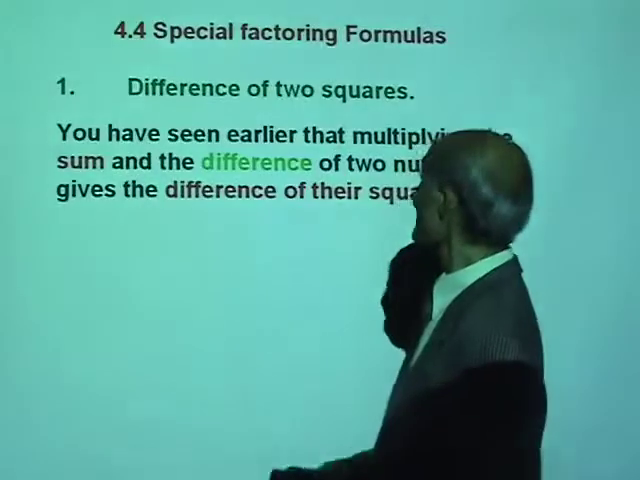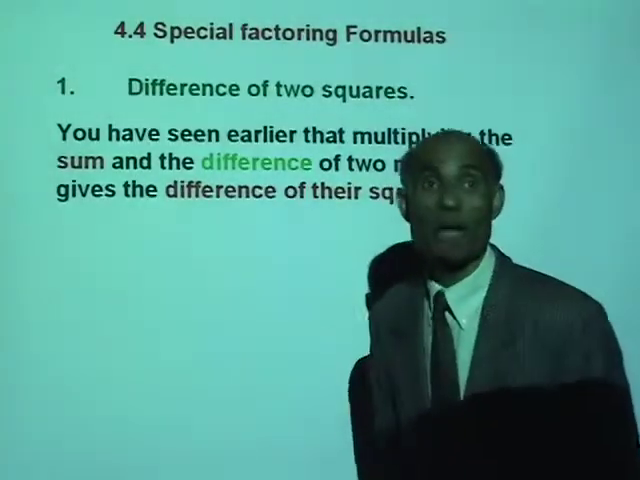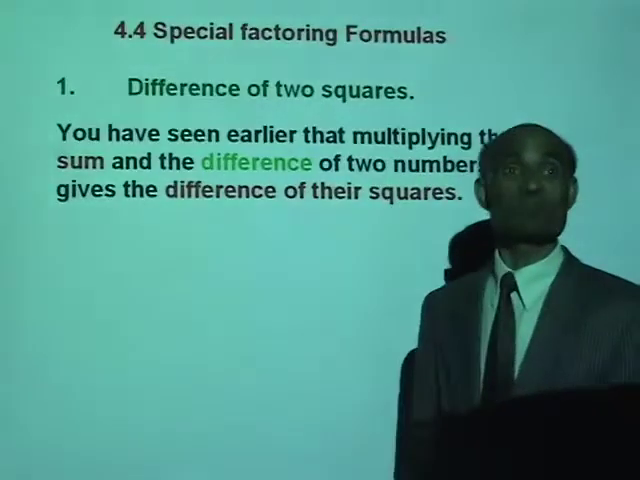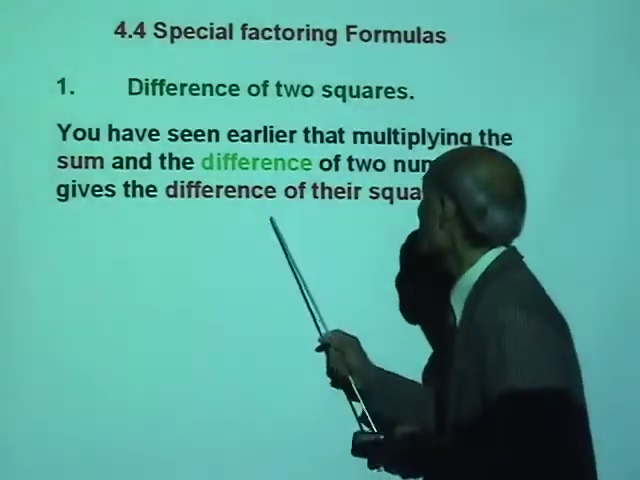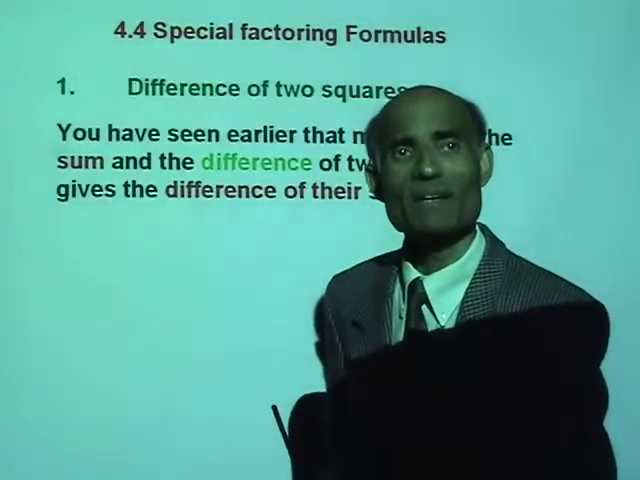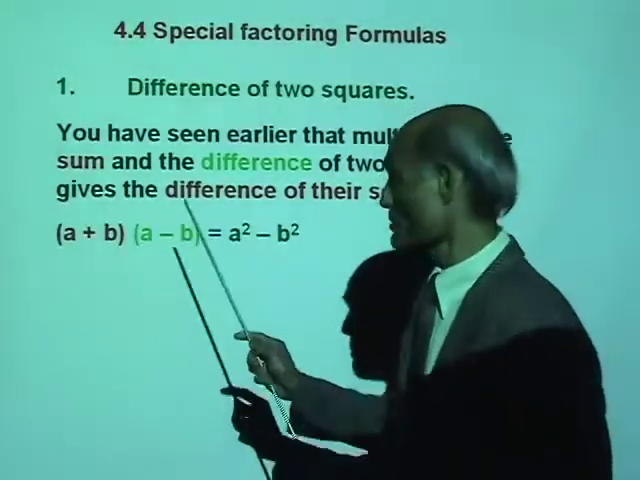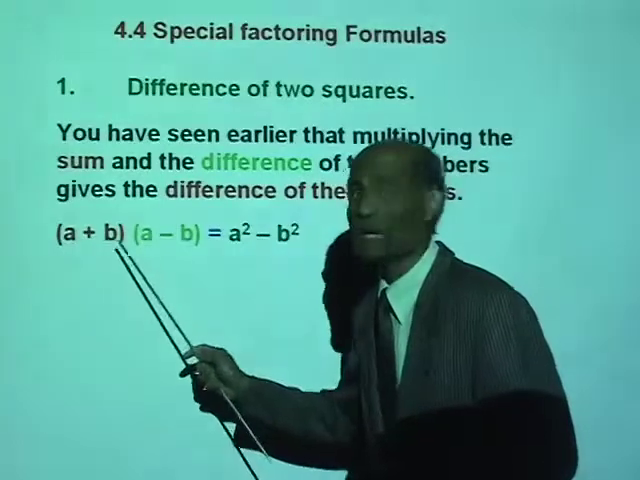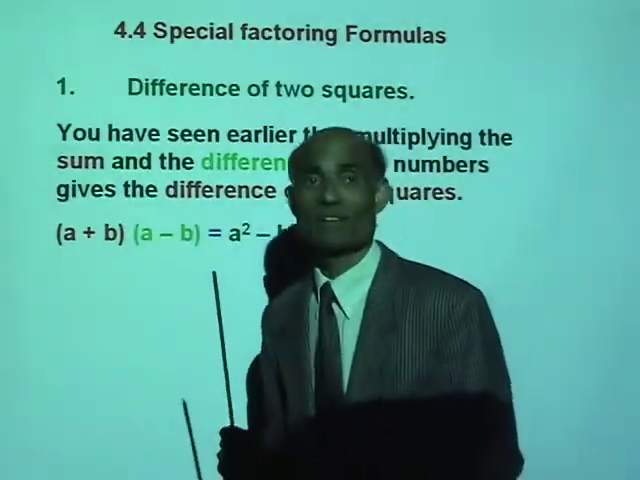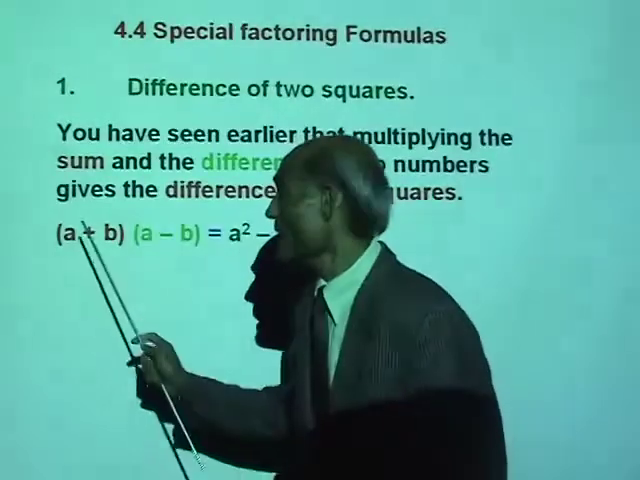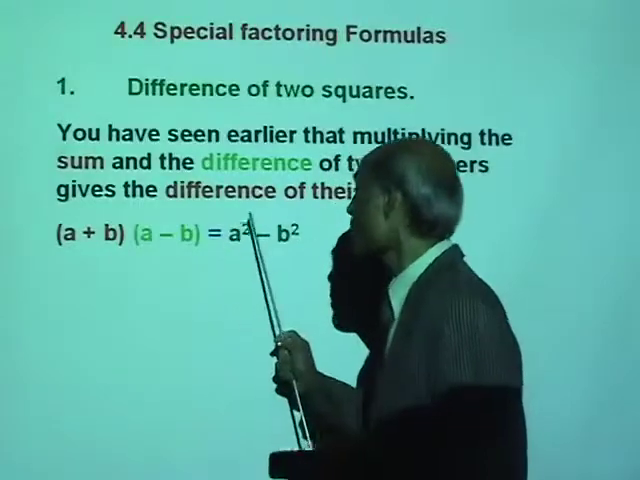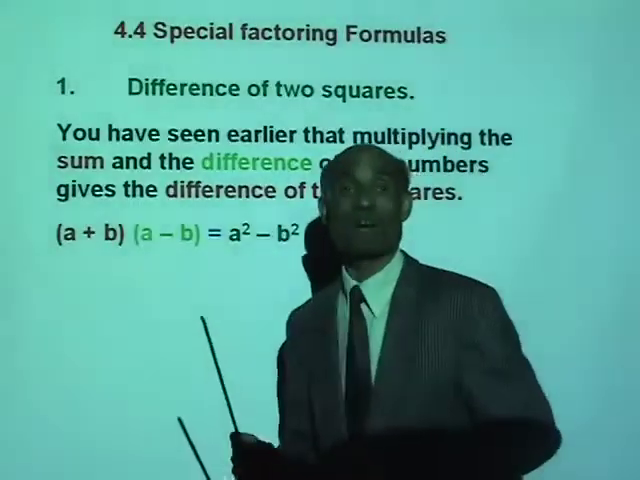You have seen earlier that multiplying the sum and the difference of two numbers gives you the difference of their squares. Do you remember that? Well, I'm sure you do. A plus b multiplied by a minus b. You remember that one? A plus b times a minus b is a squared minus b squared.